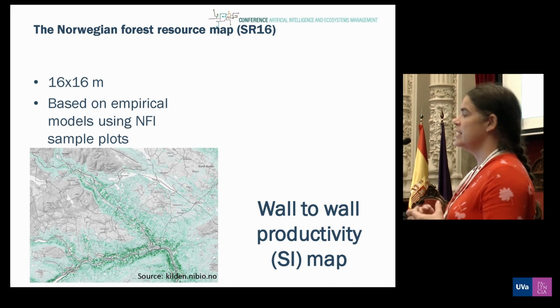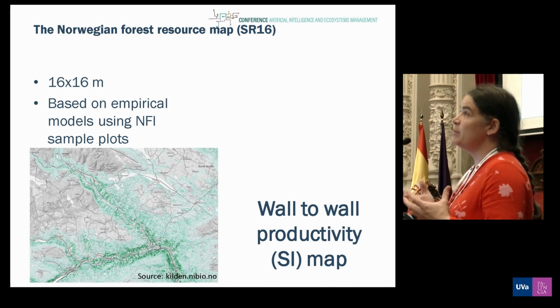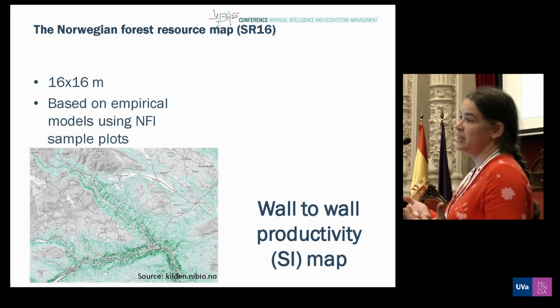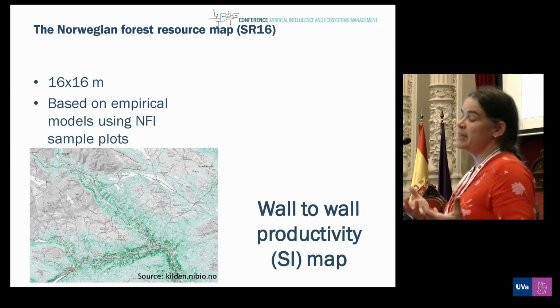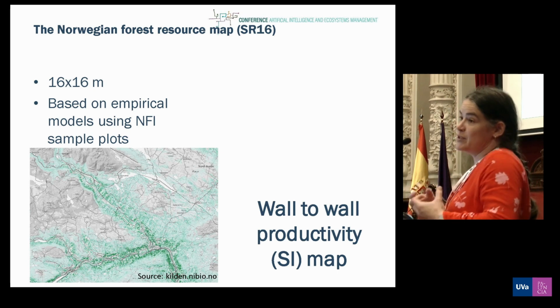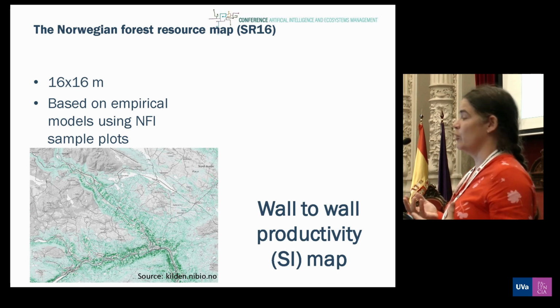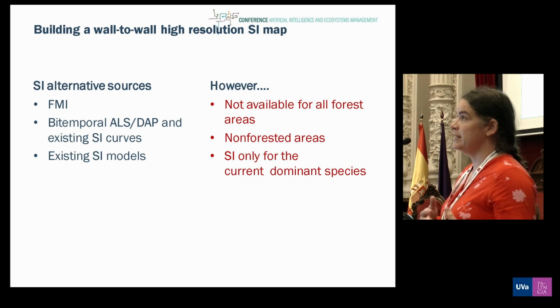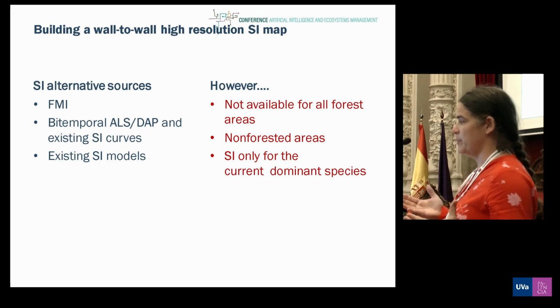So what we needed was a productivity map. In forestry, usually we estimate productivity with an indicator that is site index, right? It basically measures how happy the trees are in the place, right? If this species is going to grow well or it's not going to grow well. So we had different alternatives to build this site index, this productivity map, right?